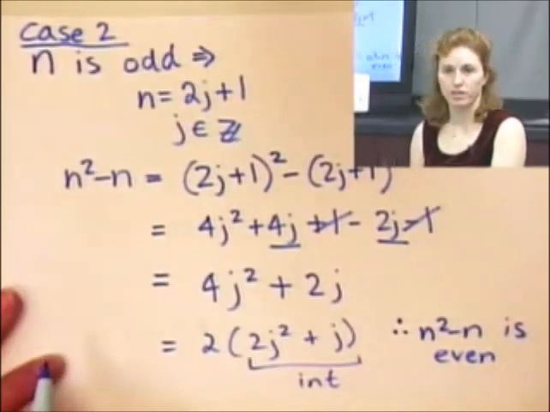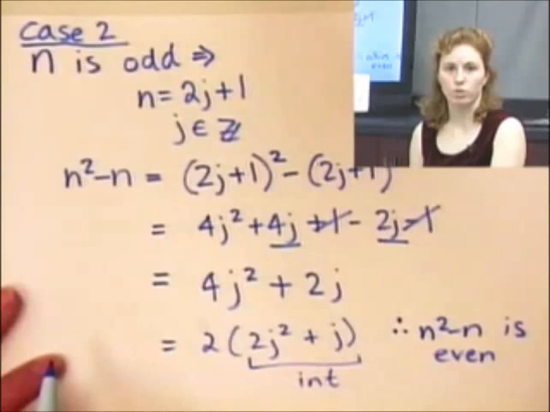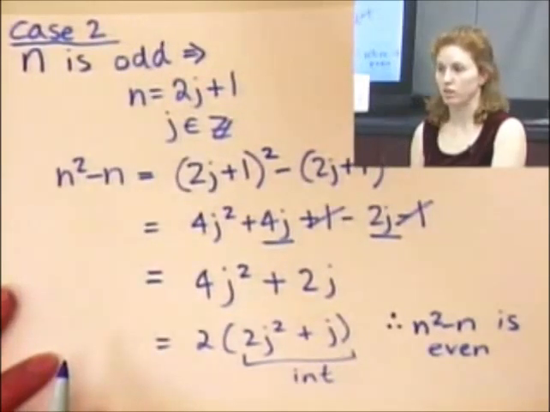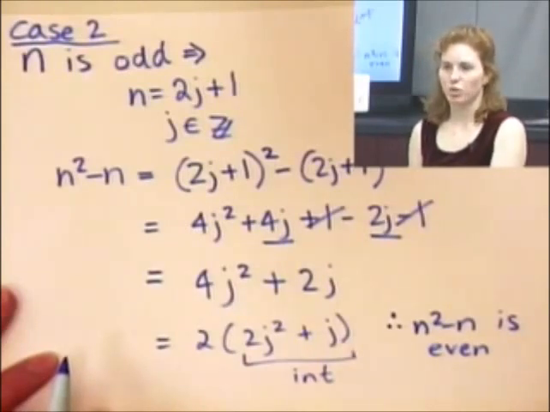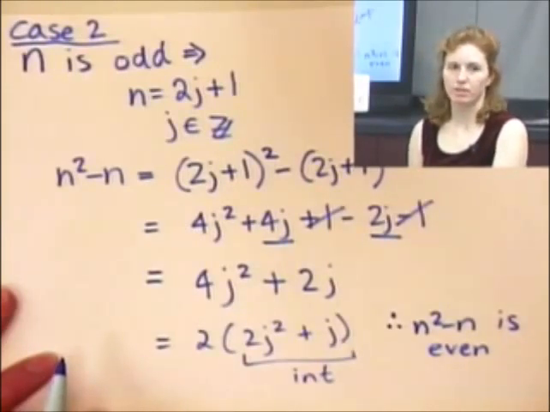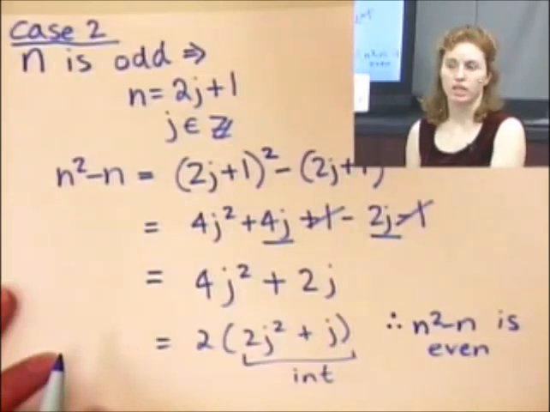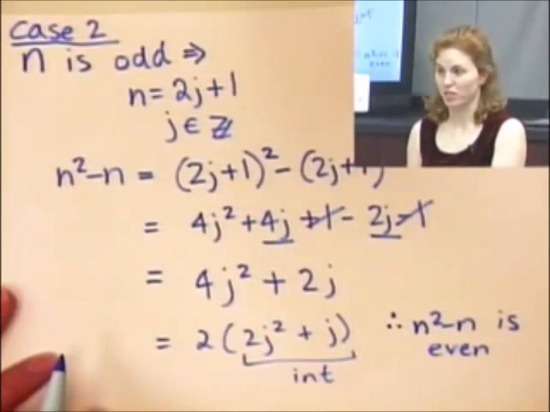And since for both cases we have that n squared minus n is even, then we know that n squared minus n is always even, because all integers are either even or odd. Trick question, is 0 even or odd? Neither. Well, it can be divided by 2. You have to, that's a tricky question, right?